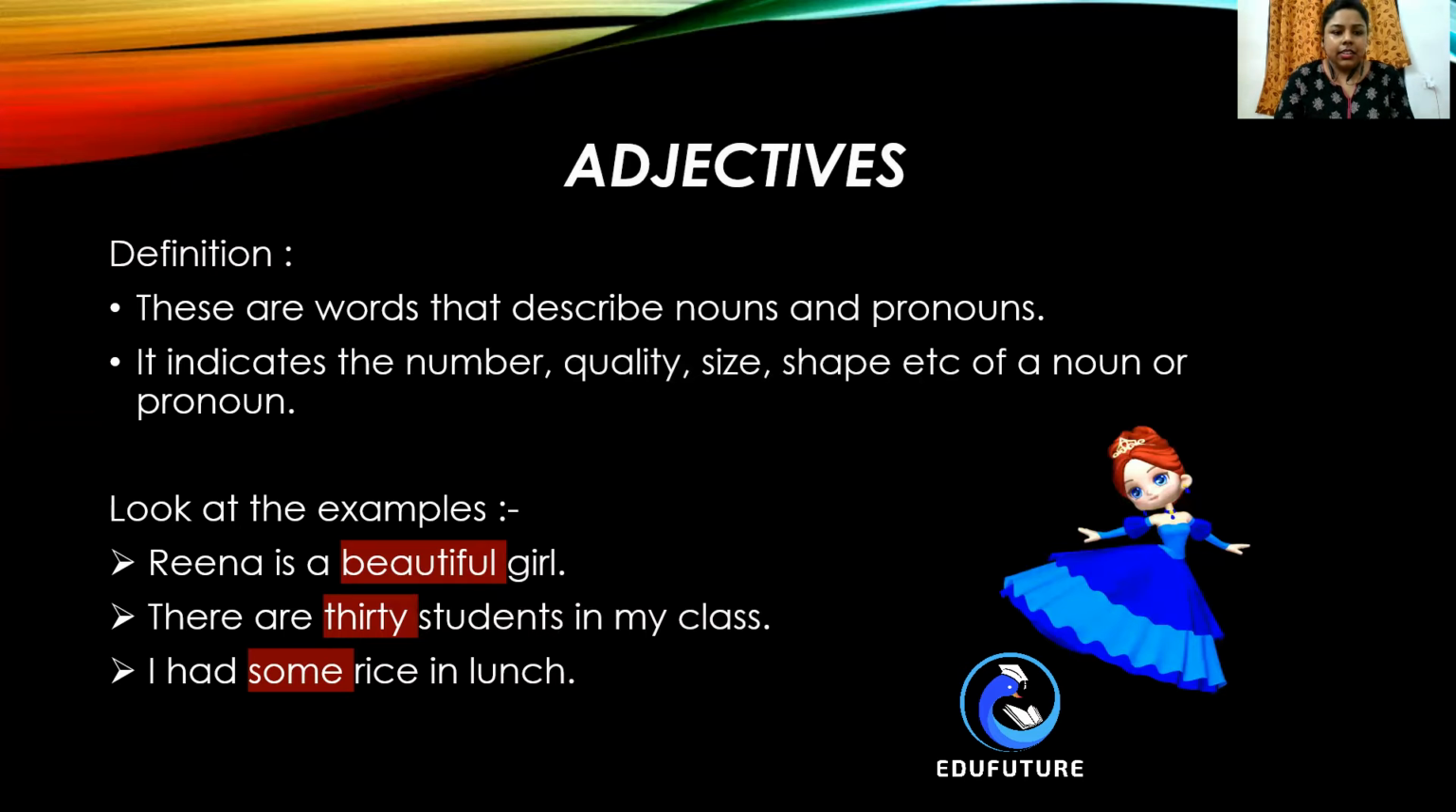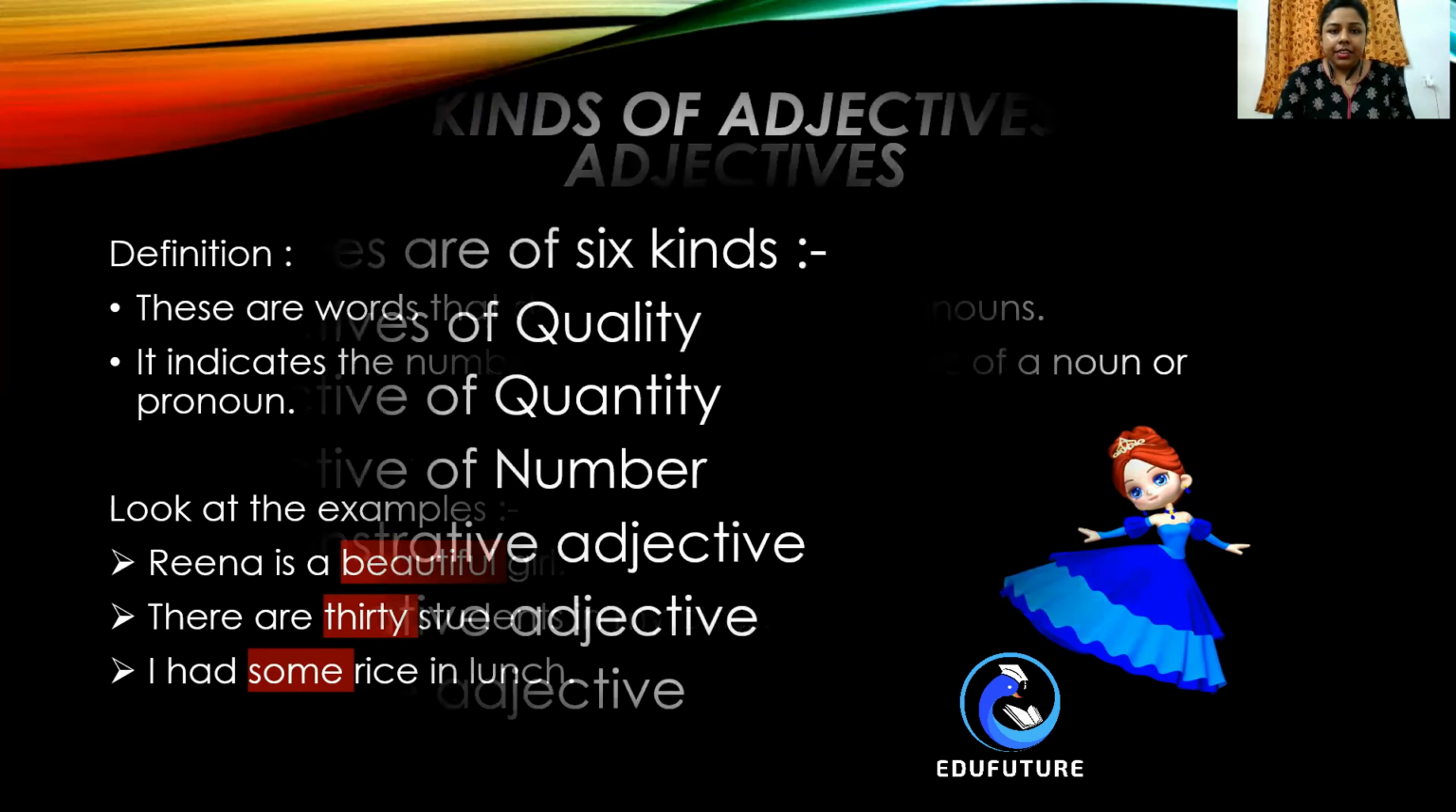In the second sentence, there are 30 students in my class. How many students are there in my class? 30. Look at the third sentence. I had some rice in lunch. How much rice did I have in lunch? Some rice. Therefore, any words which describe some certain person or thing are called adjectives. Is it clear? Coming to the next slide.